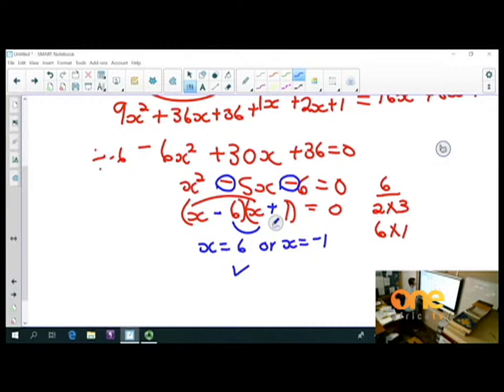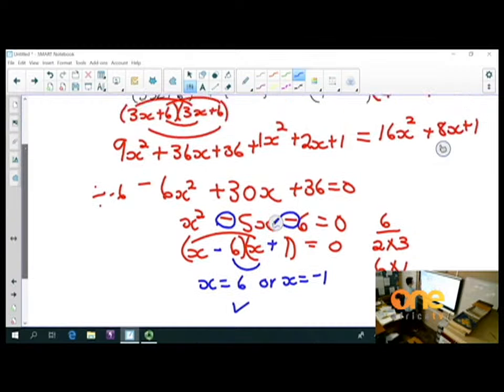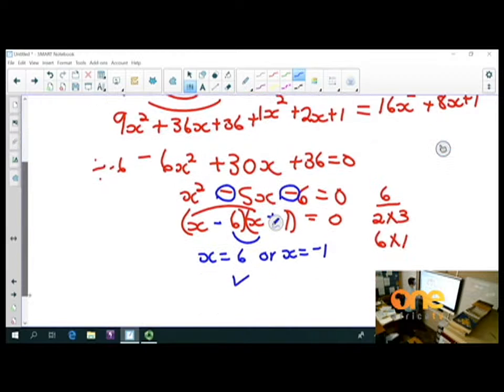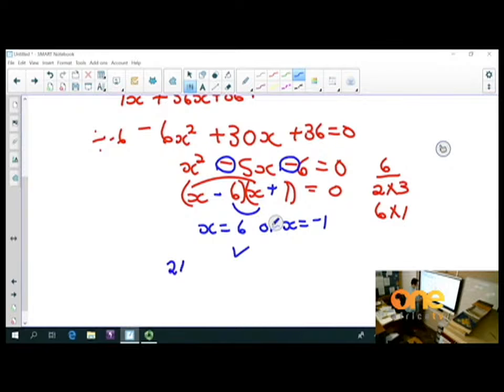And now we can finally find the area. So if we go back now to these sides, now what is area? We said area is half base times height. So we need to use the base and the height, these two. If you put the 6 now in there, 3 times 6 is 18 plus 6 is 24. So the one side is 24 and the other one is x plus 1, which is 7.